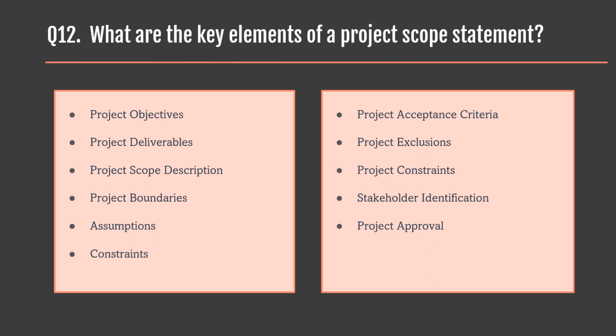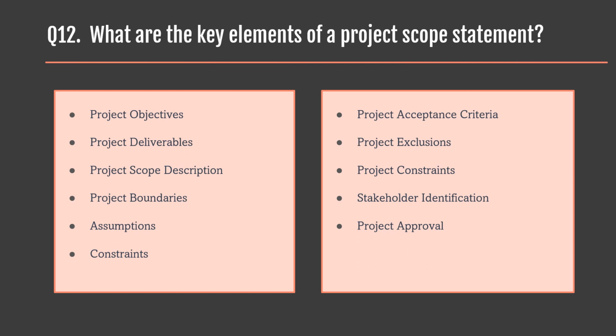Assumptions. Identify any assumptions made during the project planning process. Assumptions are factors or conditions that are considered to be true but have not been validated. Constraints. List the limitations or restrictions that may impact the project, such as budget constraints, resource limitations, time restrictions, or regulatory requirements.